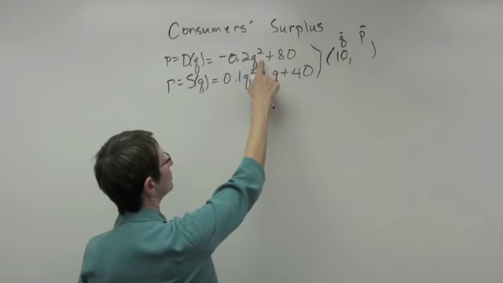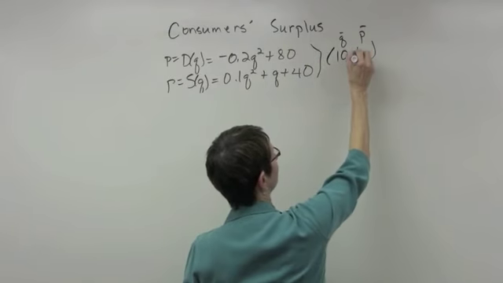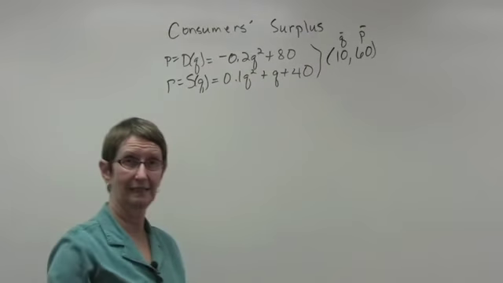10 squared would be 100. 2/10 of 100 is 20. Negative 20 plus 80 is 60. So my price is 60.